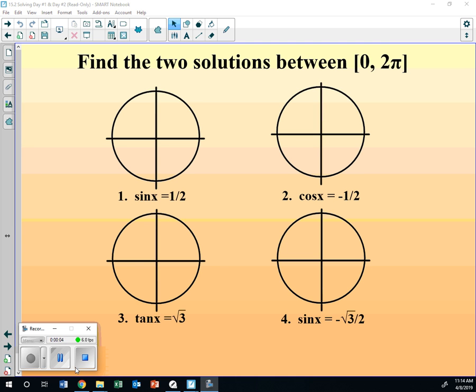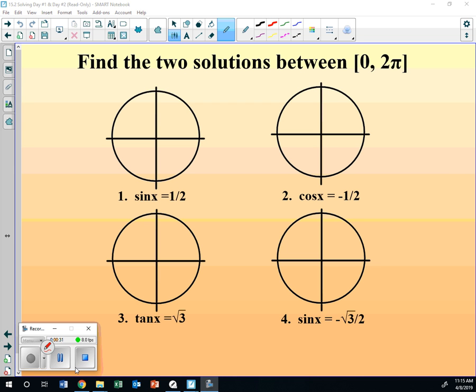We have some solving to do this week, but the basics of solving is, can you find two solutions between 0 and 2 pi on the unit circle? So let's say they give you clues that sine x equals a half or cosine is negative 1/2. How do you find the other two solutions? We're going to review these real quickly, and hopefully you're going to get super great at it so that this is an easy thing to do.